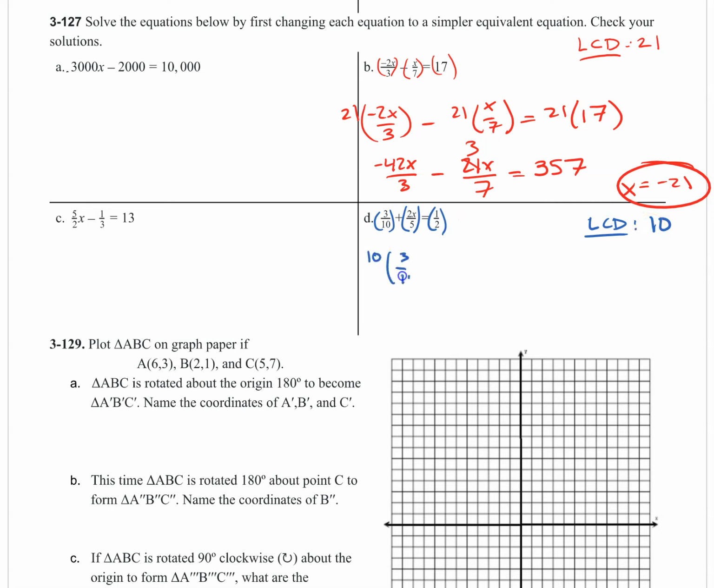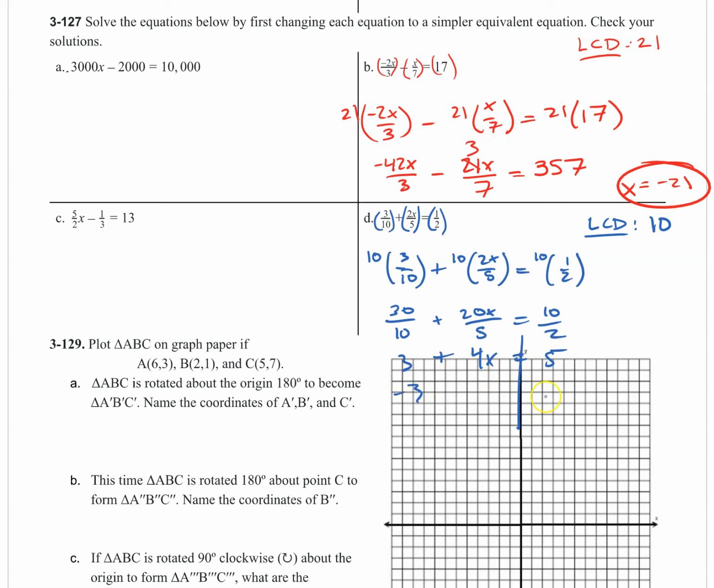Fraction busters. So 10 times 3 over 10 plus 10 times 2x over 5 equals 10 times a half. Alright, 10 times 3 is 30. So this is 30 over 10 plus 10 times 2x, it's 20x over 5 equals 10 times 1 is 10, it's 10 over 2. Okay, 30 over 10 is 3 plus 5 goes into 20 4 times. So that's 3 plus 4x equals 10 divided by 2 is 5.